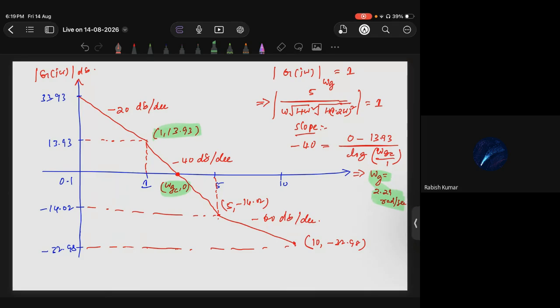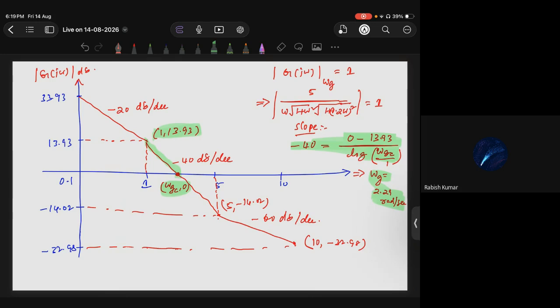Is this clear? Any doubt? You are finding that just by taking the slope between these points. Slope is minus 40, this side point is omega GC comma 0, this side point is 13.93. So you are just applying the slope equation, then you are finding that omega GC. So that is the gain crossover frequency.